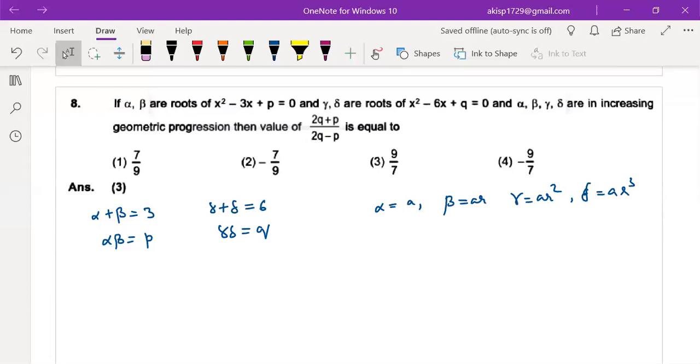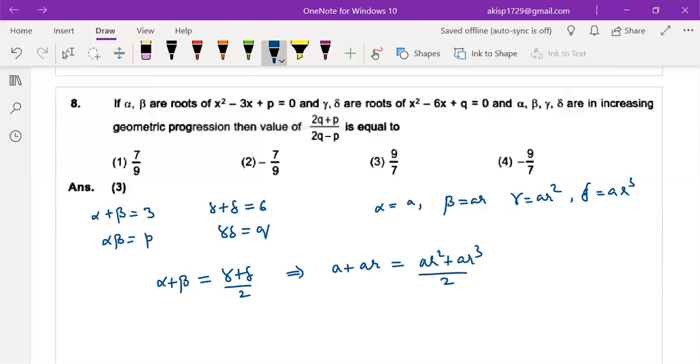Okay. So I have alpha plus beta, I have gamma plus delta. So these two values I know actually. So I know alpha plus beta is actually gamma plus delta by 2. And alpha plus beta, in this I can substitute the values of alpha and beta. So A plus AR is same as AR square plus AR cube by 2. So I can cancel out A because A is not 0. Why? Because A is an increasing GP.